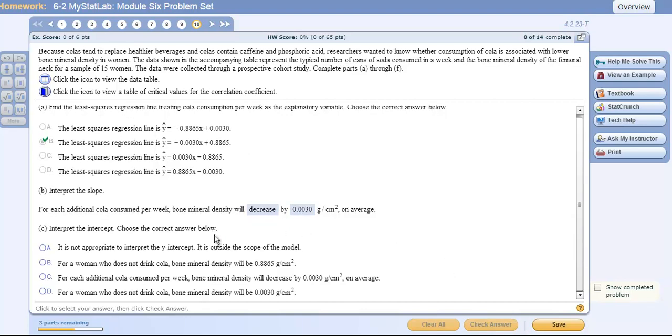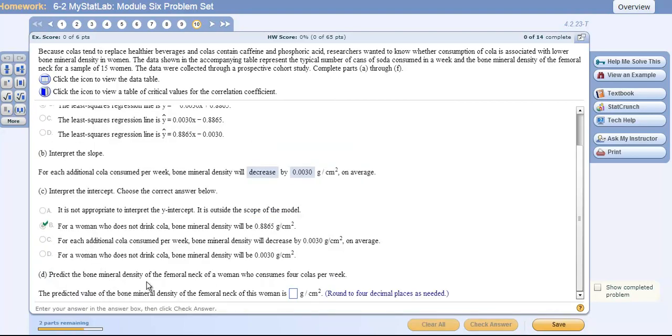Okay, and then here, interpret the intercept. So the intercept would be the constant, the 0.8865. It is not appropriate to interpret the y-intercept as outside the scope of the model. That's not true. They had in the model some women that had 0 colas per week. For a woman who does not drink cola, the bone mineral density will be 0.8865. That makes sense because if we put 0 in for this x, 0 times this negative 0.0030 is going to be 0 plus 0.8865. So the bone mineral density would be 0.8865.